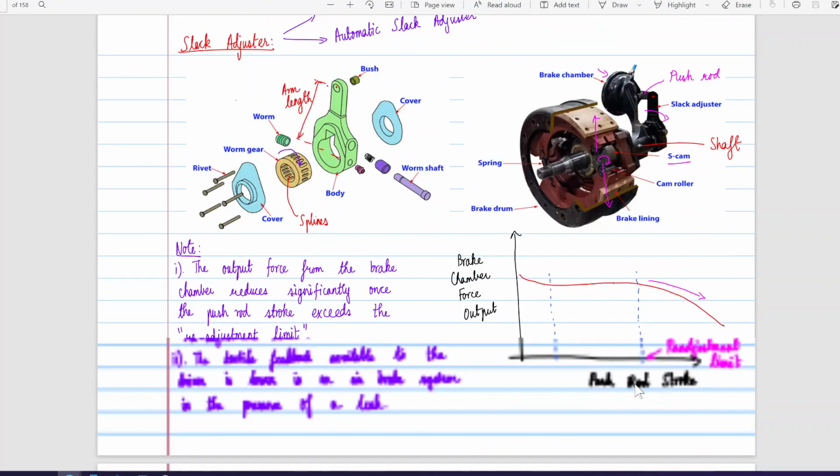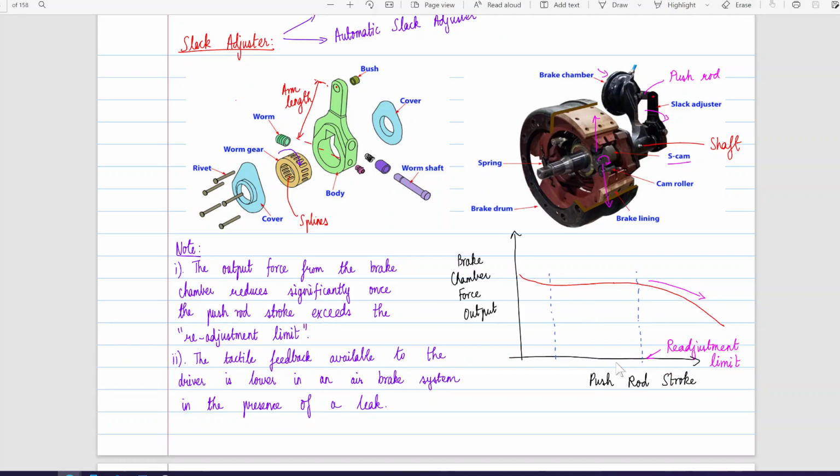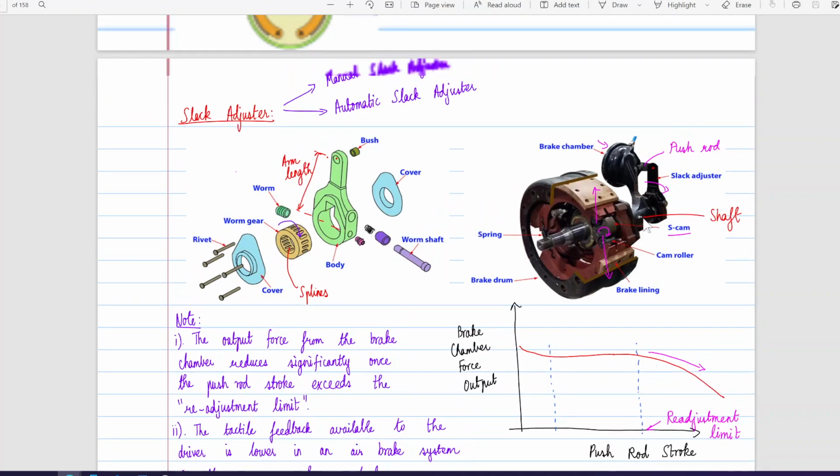So if we were to characterize the push rod stroke against the brake chamber force output, this is how the curve looks. You can see that at very low push rod stroke, we get some force output. It is by and large stable up to a limit, and then it rapidly starts decreasing. So this limit is called the readjustment limit, where we are expected to adjust the slack adjuster so that we operate in this region.